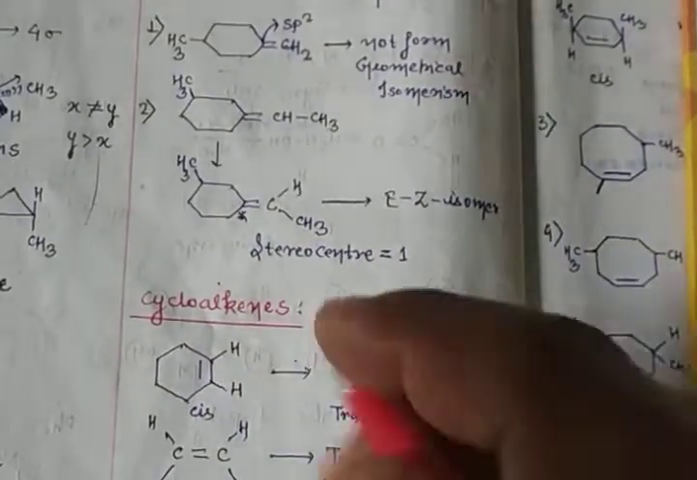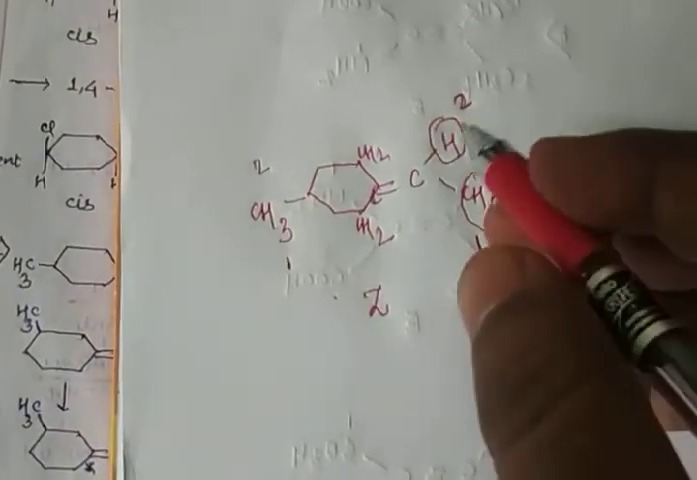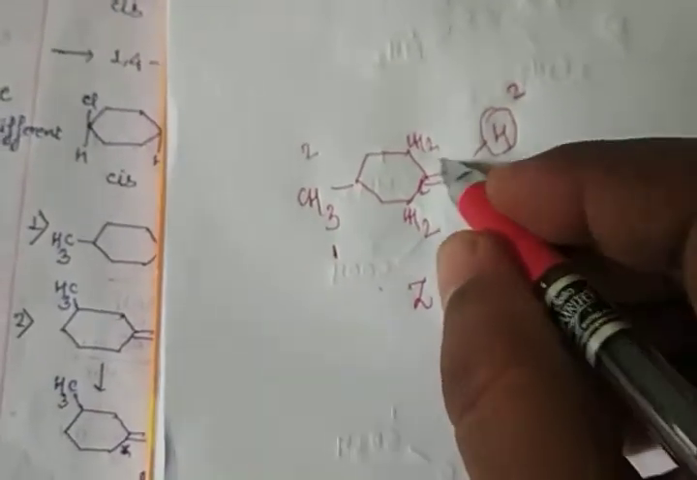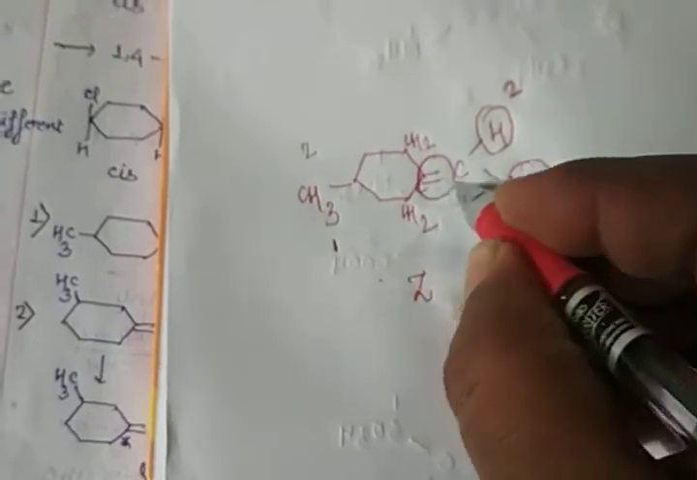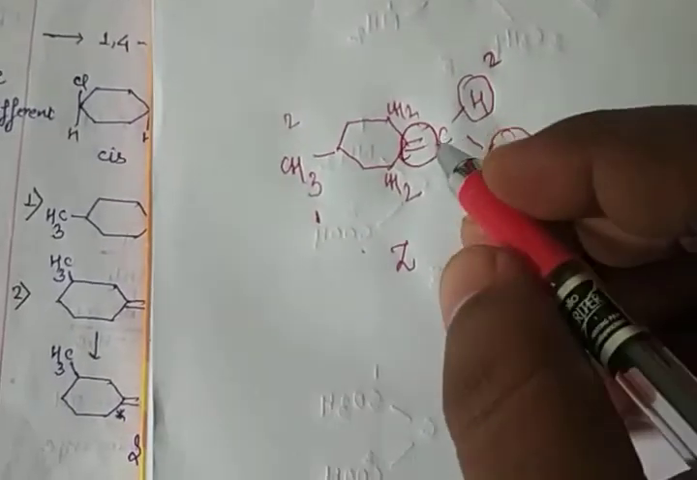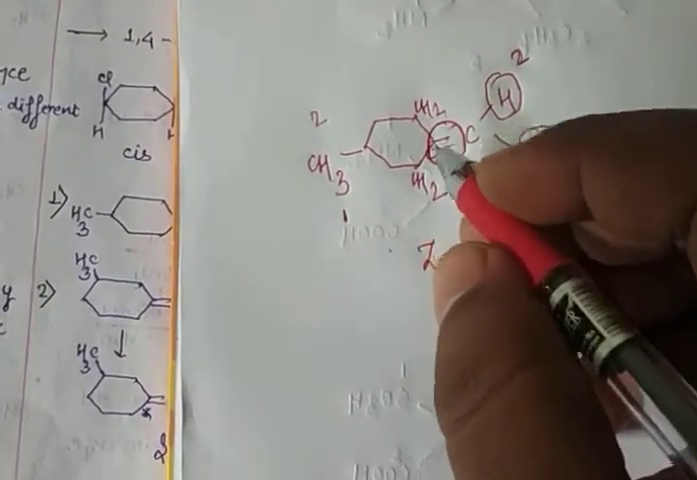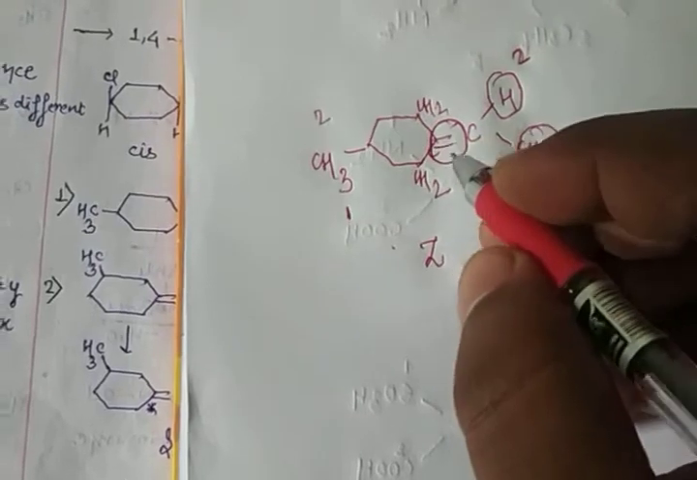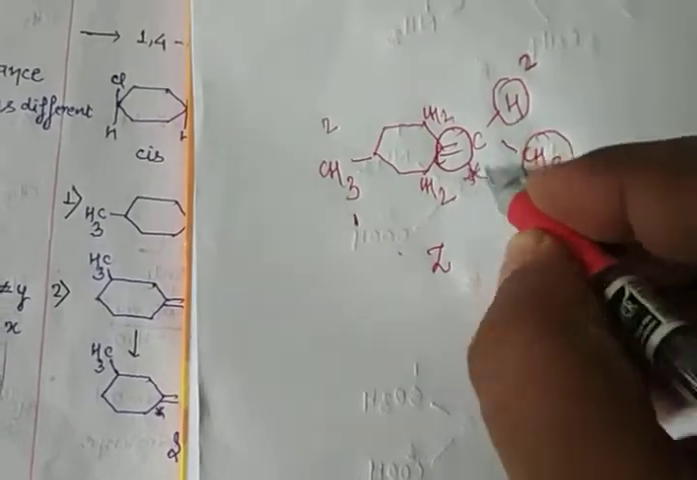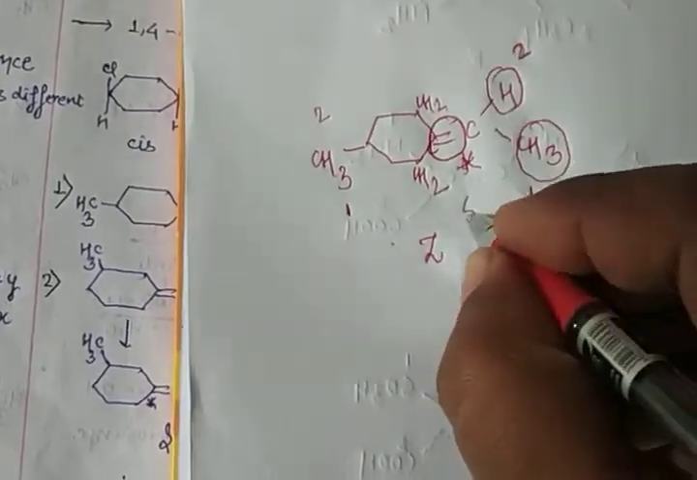100%. And now what is a stereo center? Stereo center means, if the compound shows geometrical isomerism, then this double bond shows a stereo center. Stereo center means the carbon showing geometrical isomerism at that point. It means this is a stereo center. So how many stereo centers are there? Stereo center is 1. Clear?